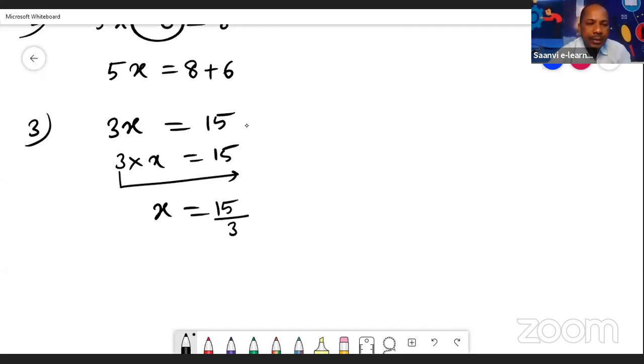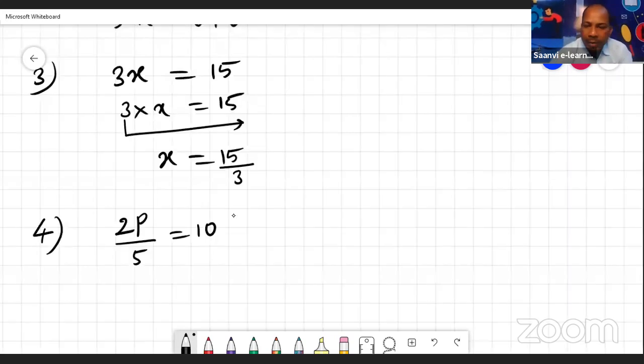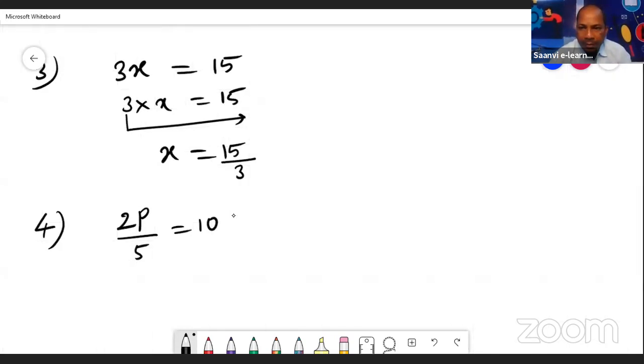Now let us see how division quantity becomes into. Suppose, see here, 2p by 5 is equal to 10 given. 2p by 5 is equal to 10. Now in this 2p by 5, what is the division quantity? 5 is dividing here, right? 2p is divided by 5. So 5 is the division quantity.